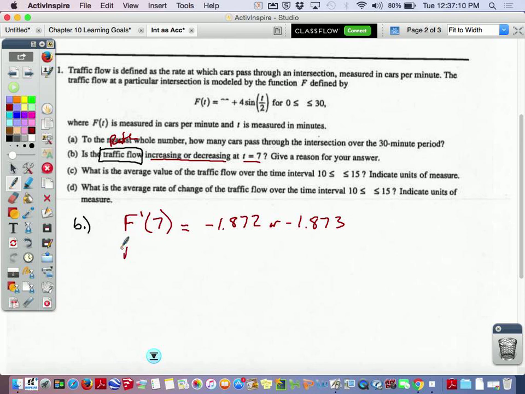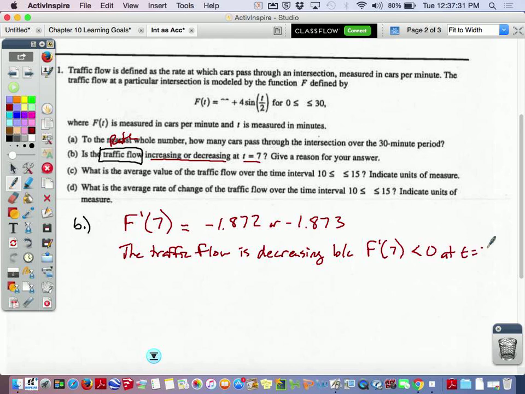So we'd say the traffic flow is decreasing because f prime of 7 is less than 0. Oh, we should add one more thing, at t equals 7. And this is just a 1-point question. And so the 1 point would be that you say it's decreasing and you say why. So all that needs to be in there.